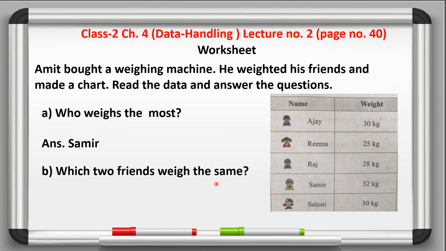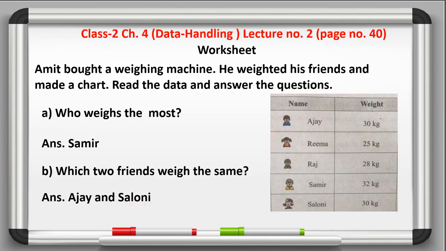Now in B part, it is given which two friends weigh the same. Means ऐसे कौन से two friends हैं जिनका weight बिल्कुल same है. So let's see here. 30 kg, 25 kg, 28 kg, 32 kg and 30 kg. So 30 kg and 30 kg both are same. So here we will write the name of those friends, that is Ajay and Saloni.